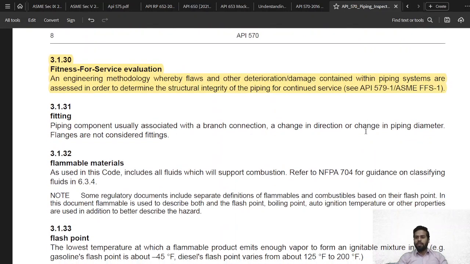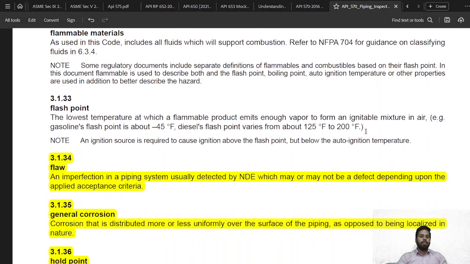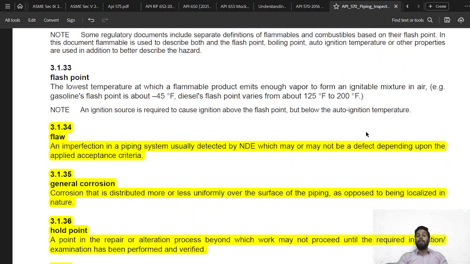Next, we already know what is fitness for service assessment. We have talked about it in great detail in section 1. Flaw. Flaw is an imperfection that is usually detected by an NDT. It may or may not be a defect depending on the applied acceptance criteria. So a flaw can be considered as a discontinuity.